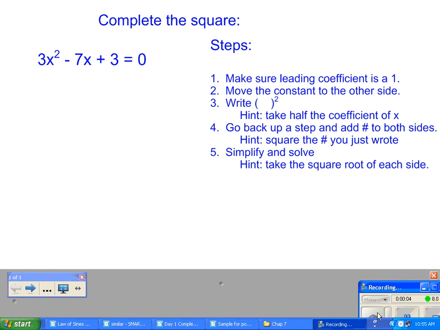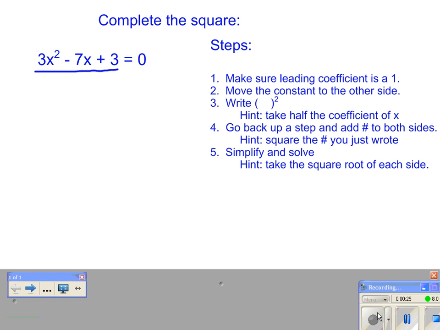Here is an example of how to complete the square in order to solve a quadratic. My 5 steps are: number 1, make sure the leading coefficient is a 1. What I mean by that is our leading coefficient right now is a 3, and we want to get that to be a 1. So we are going to divide both sides by that coefficient, and we get x squared minus 7/3 x plus 1 equals 0.